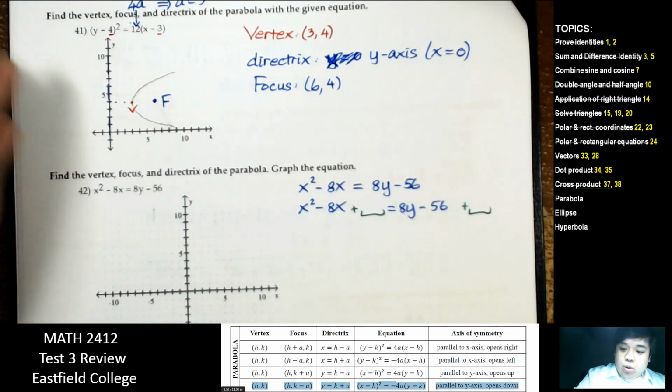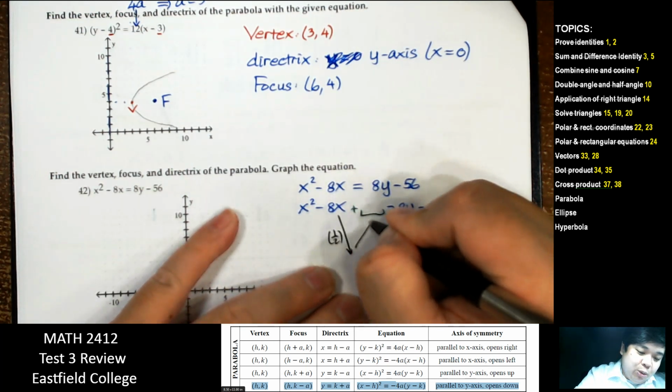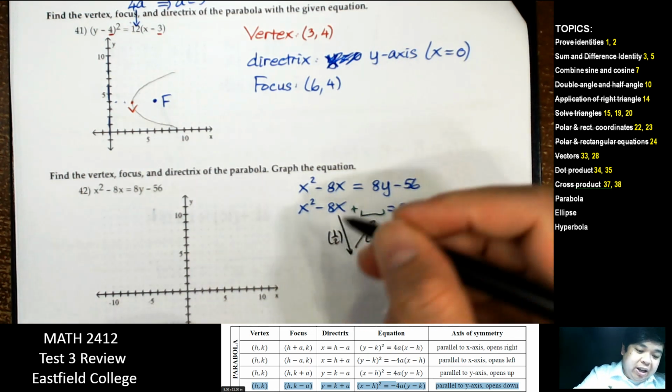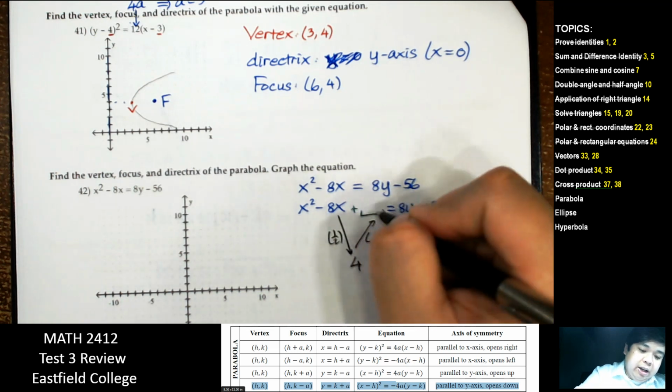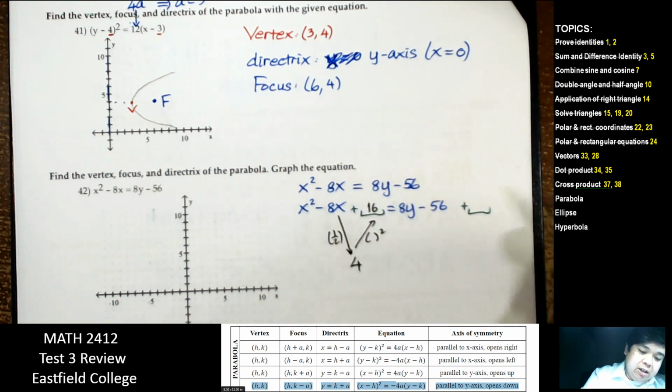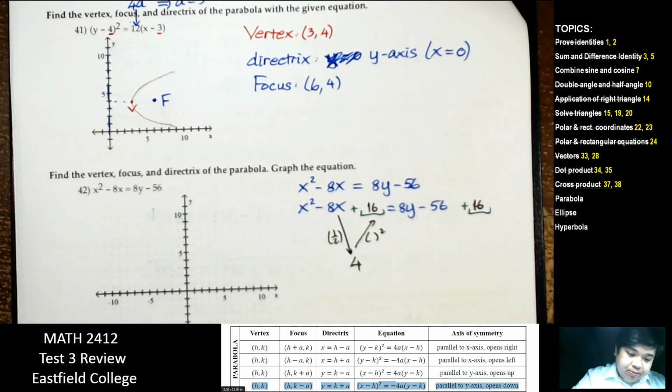And that something is going to be half whatever that is, and then we square. Half of that is 4, and we square it, which will be 16, and we add it on both sides.